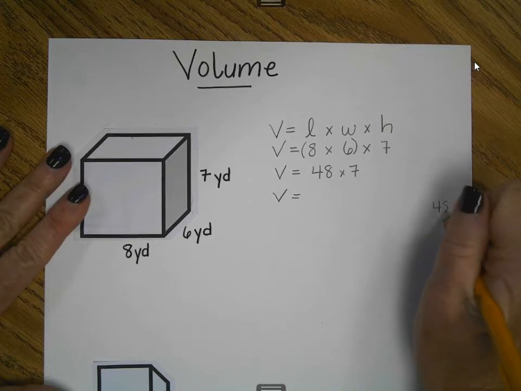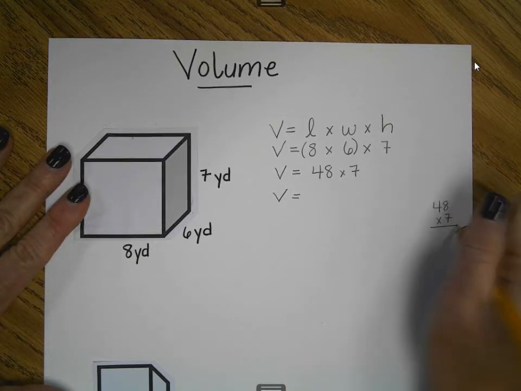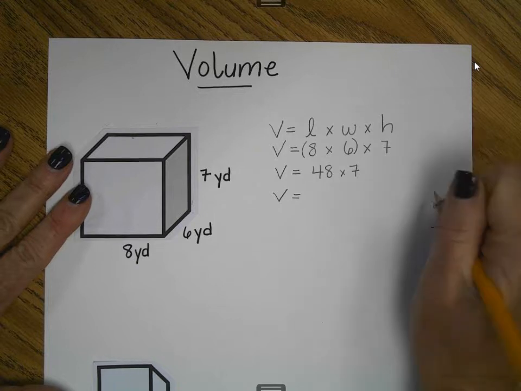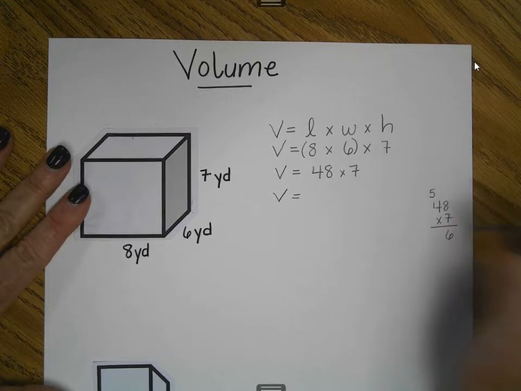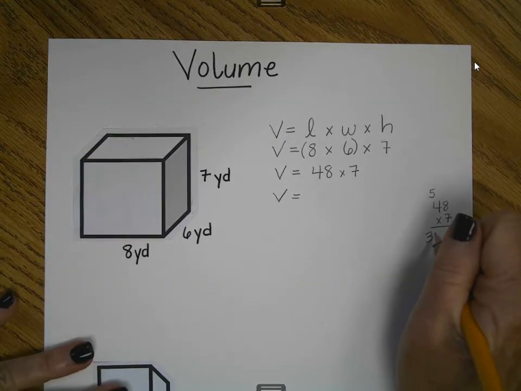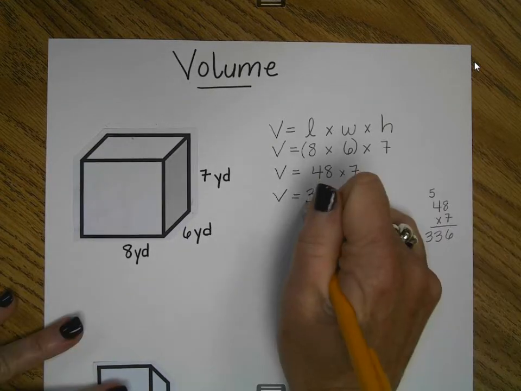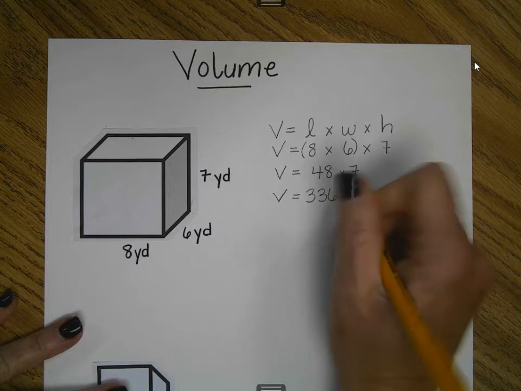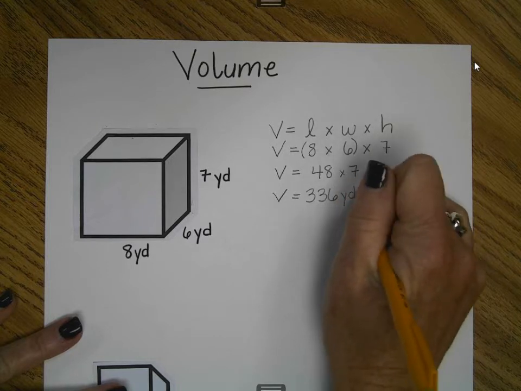I'm going to drop down to the side. 7 times 8 is 56. 7 times 4 is 28, and I add 5 to get 33. So my volume is 336 cubic yards.